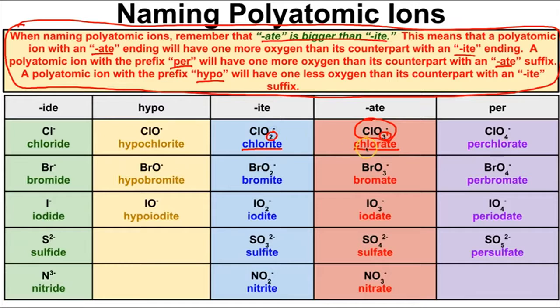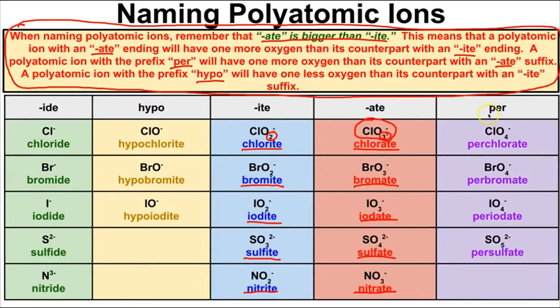For example, if we take a look at chlorate compared to chlorite, the only difference between these two polyatomic ions is that chlorate has 1 extra oxygen compared to chlorite. For example, if we take a look down here at bromate, BrO3- and bromite, BrO2-. If we take a look at iodate, IO3- versus iodite, IO2-. If we take a look at sulfate, SO4 versus sulfite, SO3, and if we take a look at nitrate right here, NO3- versus nitrite, NO2-, you will notice in every one of these scenarios that the polyatomic ion that ends in ate is going to have 1 extra oxygen compared to the polyatomic ion that ends in ite. Okay, so remember that ate is bigger than ite.